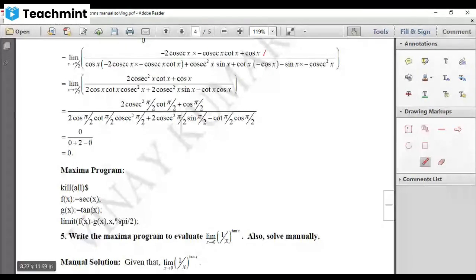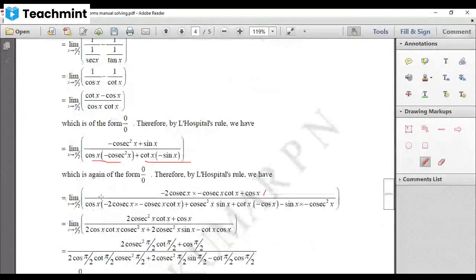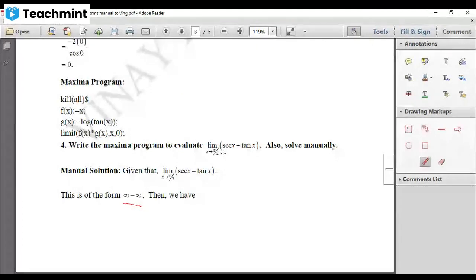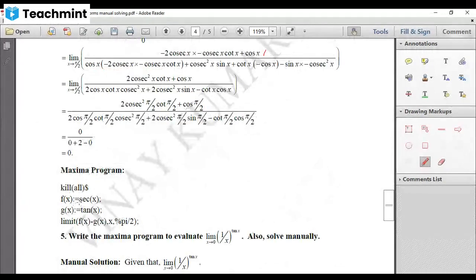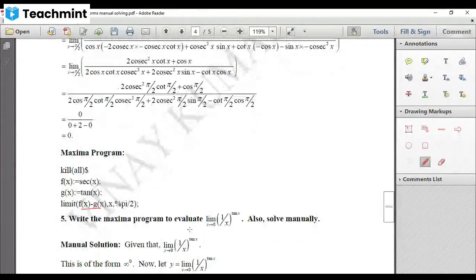How to write Maxima program for this? Remember, this is of the form infinity minus infinity. So you have to assume one of them as f of x and the other one as g of x. So f of x is assigned with secant of x, g of x is assigned with tan of x. Limit of f of x minus g of x, comma x, comma limit at which you are finding, pi by 2. So percentage pi by 2 with semicolon. That gives you the limit. Okay. Now let's move on to next problem.